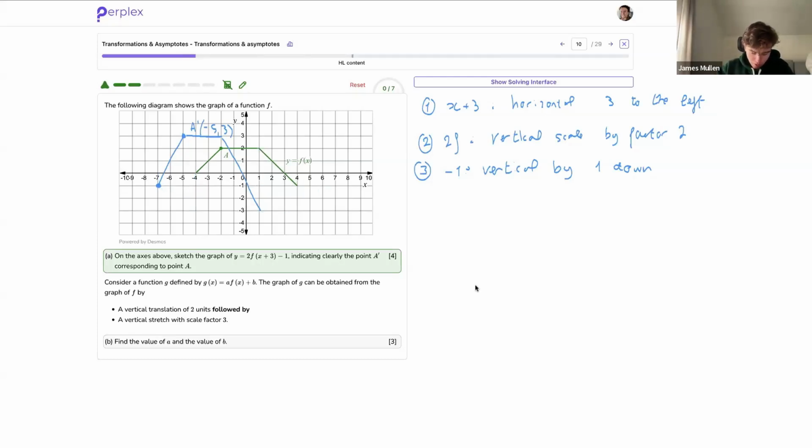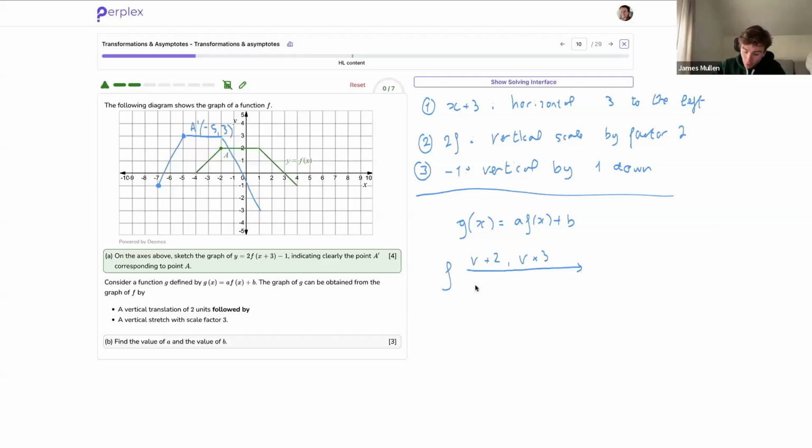And now, in part B, the question says that a function g of x is equal to a f of x plus b can be obtained from the graph of f. So f becomes g by vertical plus 2. So vertical plus 2 should probably, yeah, and then a vertical scale times 3 in that order, okay? Which means first I added 2 and then I multiplied by 3.